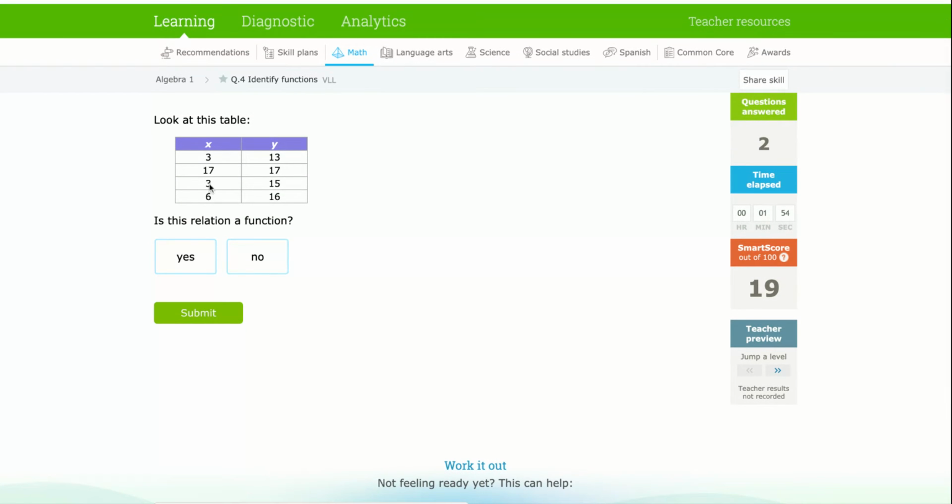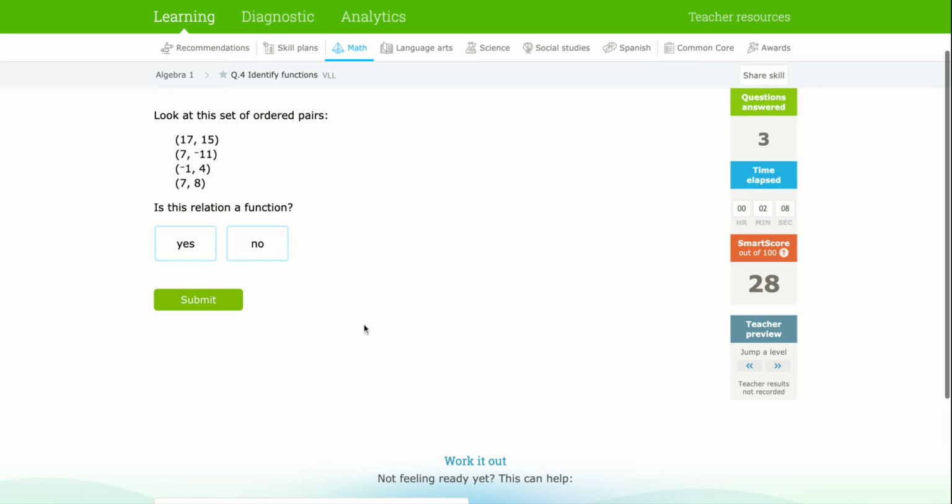Again, I'm going to look down the x values and see if I can find any repetition. And there is a repetition. There's a repetition of 3. 3 goes to 13. 3 also goes to 15. That cannot happen in a function. So no, that is not a function.